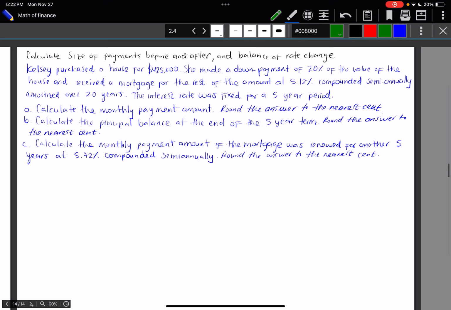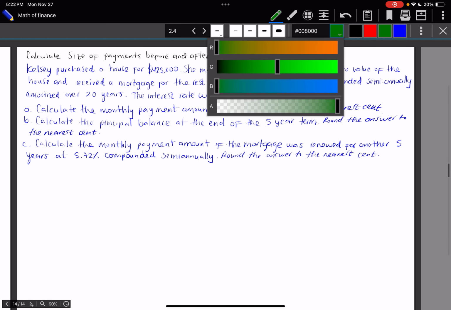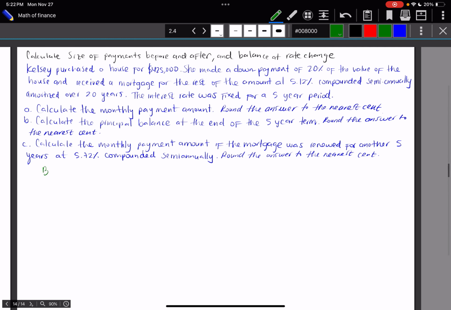Let's start by saying that the amount that was borrowed, let's go with green, was 80% of the total of $425,000. So we multiply $425,000 by 0.8 and we get $340,000. That's the amount that was borrowed.